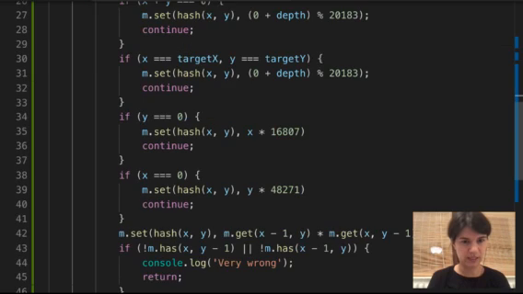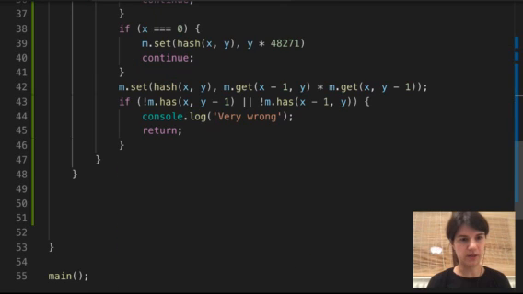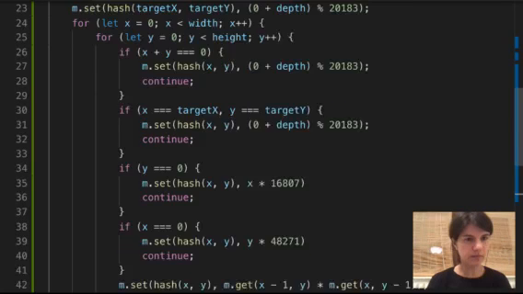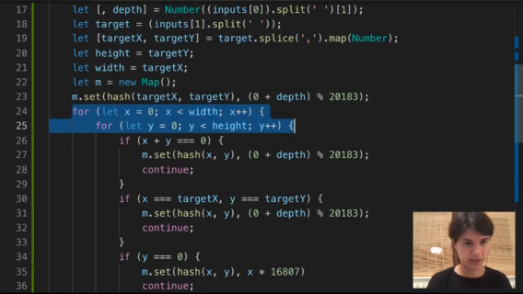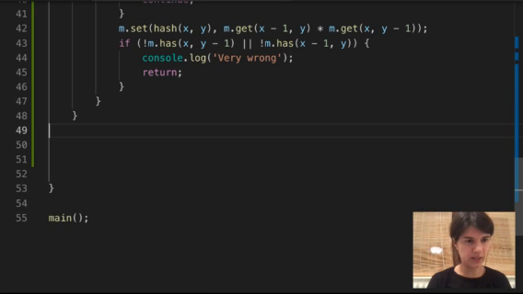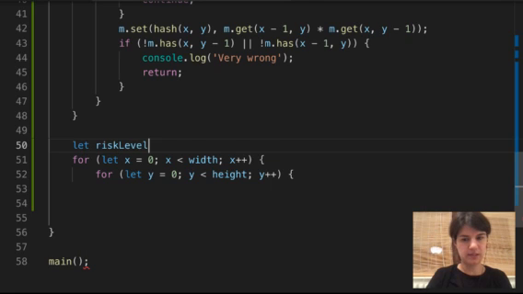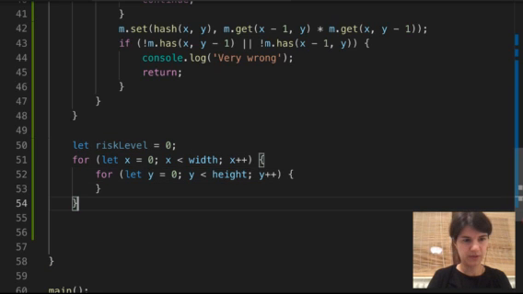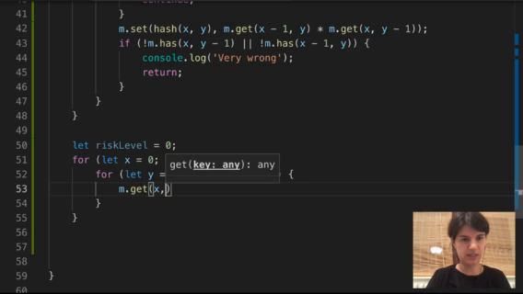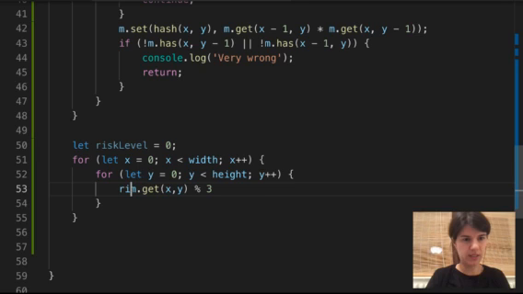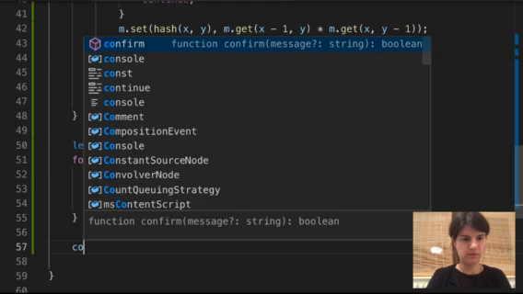Okay. So now that we did that, let's just repeat it. Let risk level is equal to 0. And for everyone in here, we do m.get xy modulo 3, risk level plus equals this. Console.log risk level.